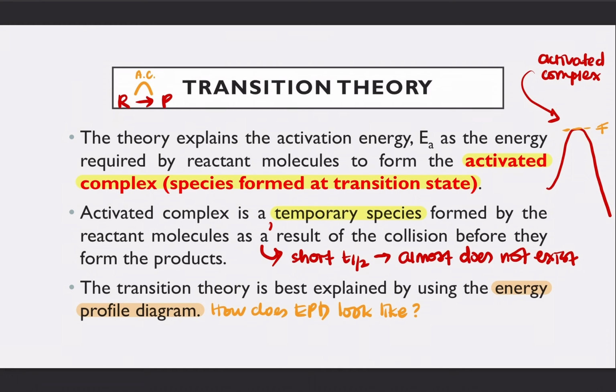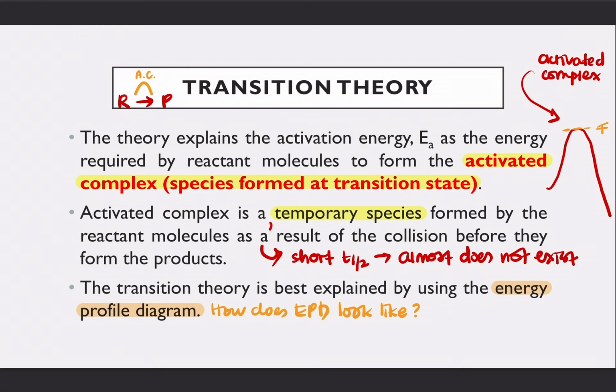A transition state is like a hill. So this is where transition theory comes in. This theory explains the activation energy, EA, as the energy required by the reactant molecules to form the activated complex. Your activated complex is a species formed at your transition state. So transition theory just tells us how activation energy works: your reactant molecules will form an activated complex.